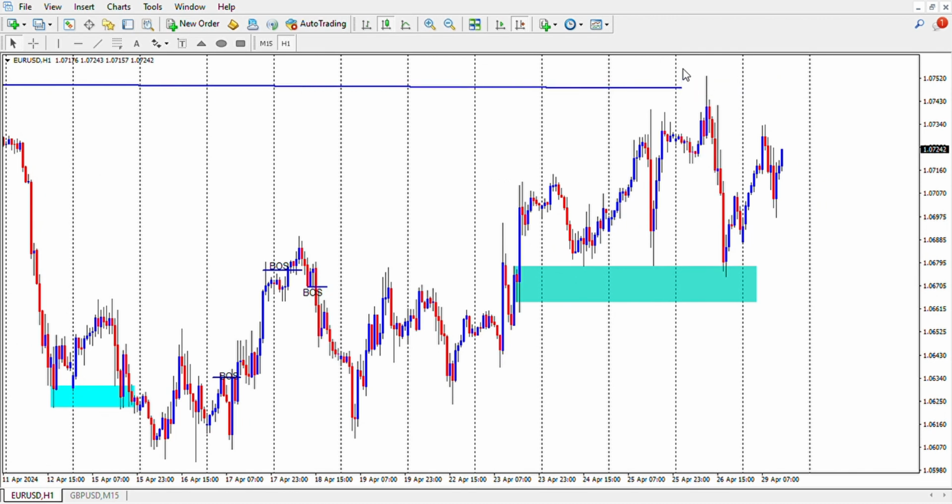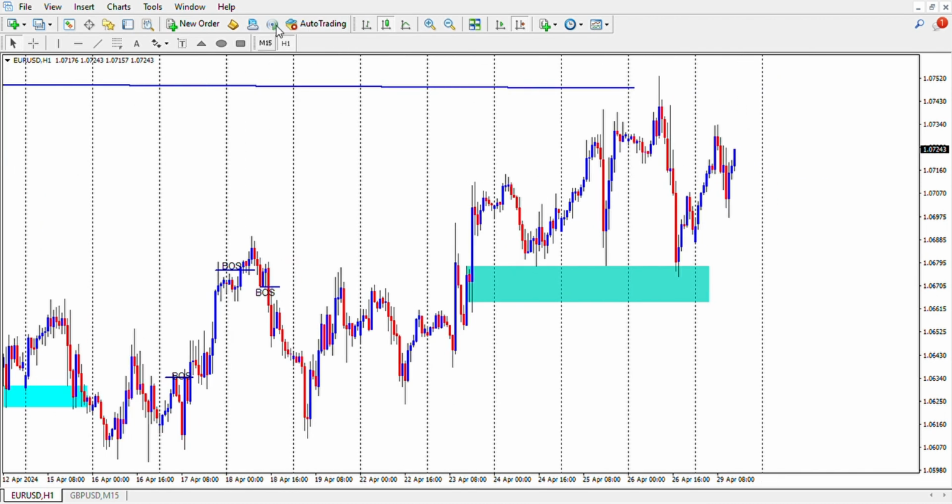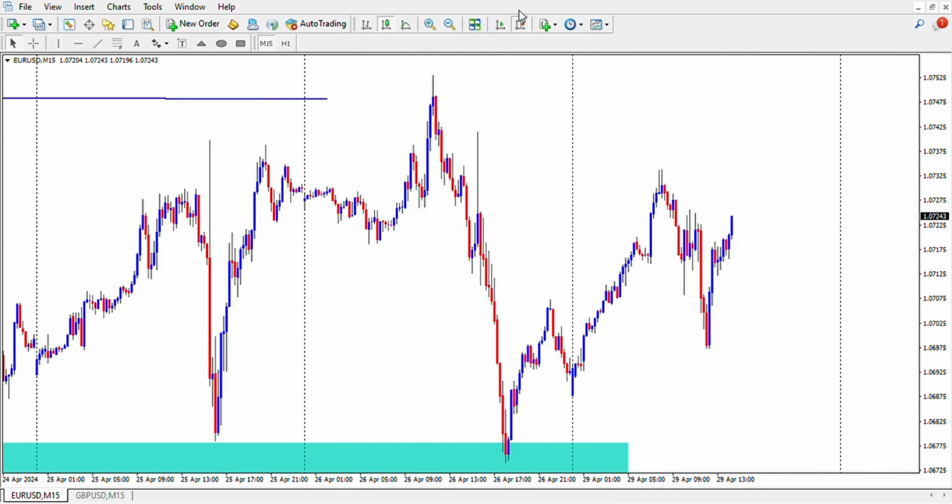So guys, let's go back to the 15 minute chart. I use the 1 hour chart as an anchor chart and the 15-minute chart as an entry chart. I don't go underneath the 15-minute chart because there's too much chaos, so I'm just going to stick to the 15-minute chart for entry. Let's mark my setup for today.